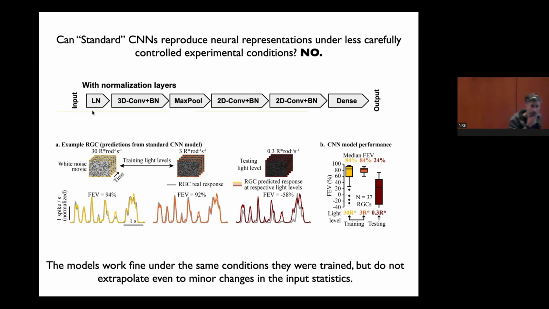If you don't do single cell, but rather look at the population, do you reach the same conclusion? Yeah, so in this case, the model is simultaneously predicting the activity of all 37 of these ganglion cells. I've chosen one to highlight here.